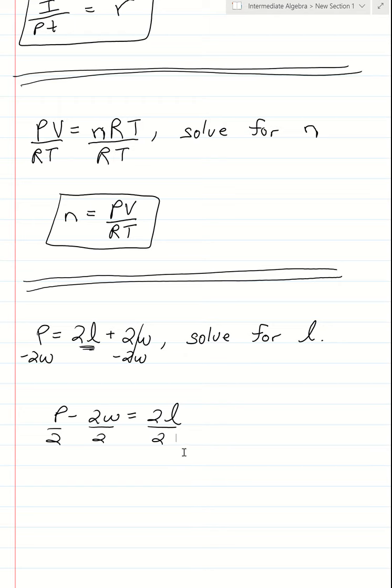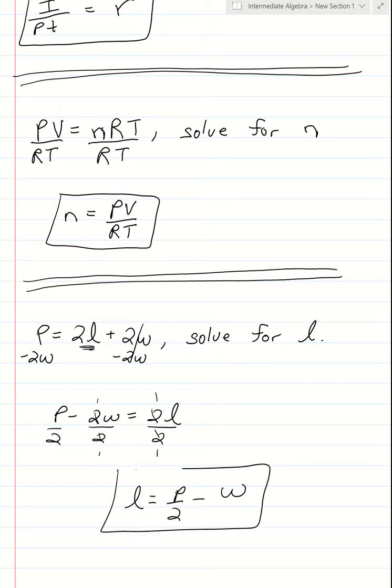Well, 2L divided by 2 is simply L. Here on the left side now, P over 2, can't do anything with that, minus, here 2W divided by 2, well the 2's would simplify, leaving me with just W. So L is going to equal P divided by 2 minus W.